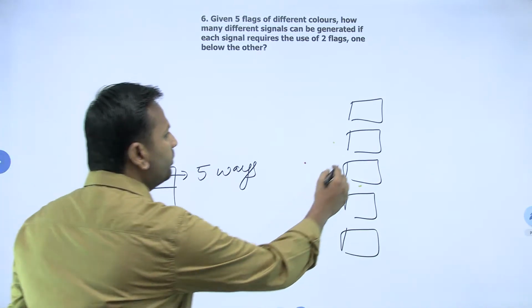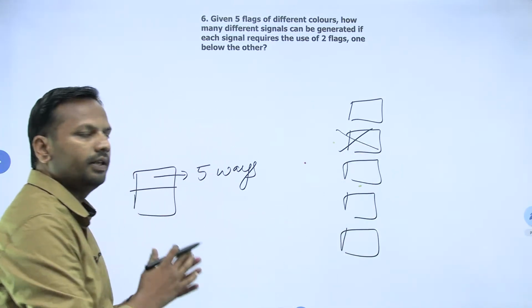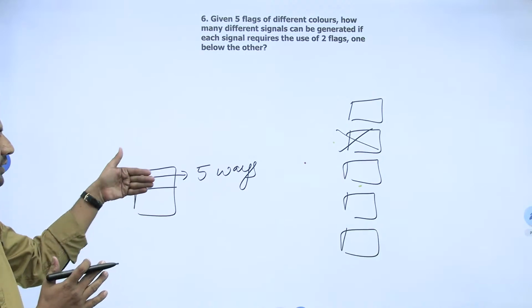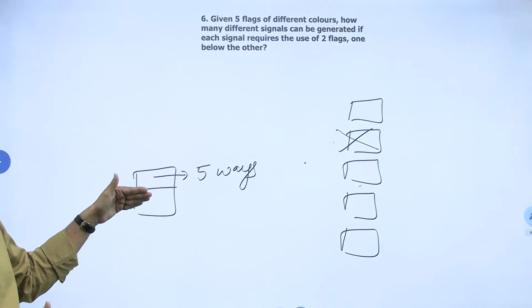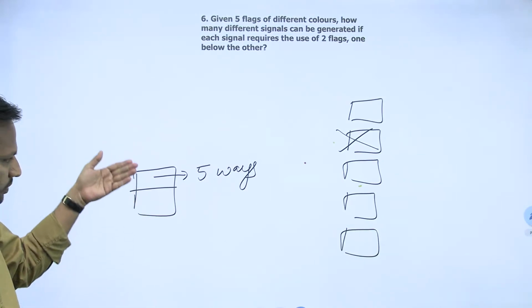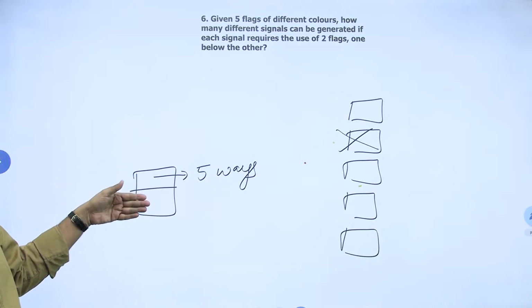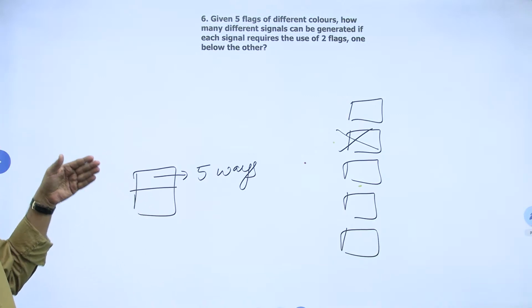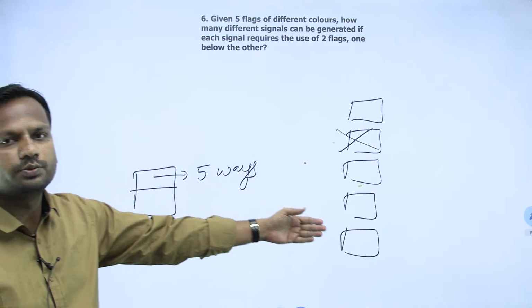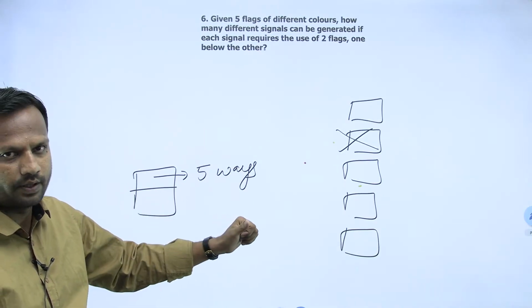So if I have taken one of the flags here, let me take the second flag to generate the signal, one below the other. Then below it, I have to generate the signal again by choosing one of the flags here, right?